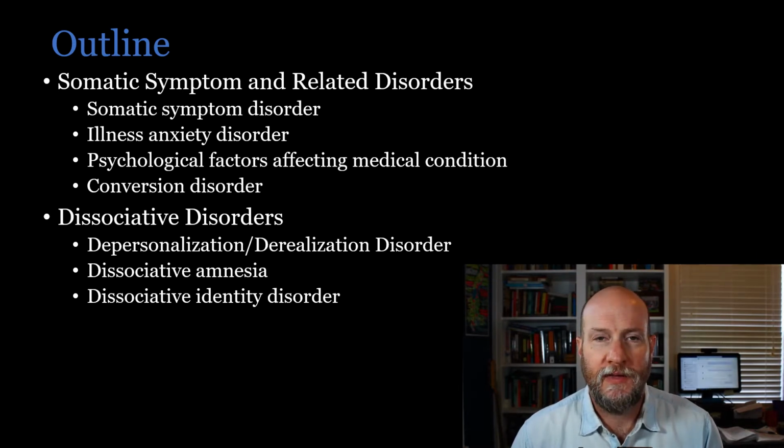So we're going to talk about the major disorders that are covered in the chapter in the DSM-5 under somatic symptom and related. So that includes somatic symptom disorder, illness anxiety disorder, psychological factors affecting medical condition, which is more of a diagnosis than an actual disorder per se, and conversion disorder. And then we'll move on towards the end of this lecture and talk about dissociative disorders. And those include depersonalization, derealization disorder, which we will define and hopefully make very clear, dissociative amnesias of various types, and then dissociative identity disorder, one of the rarest and most controversial diagnoses within the whole DSM.